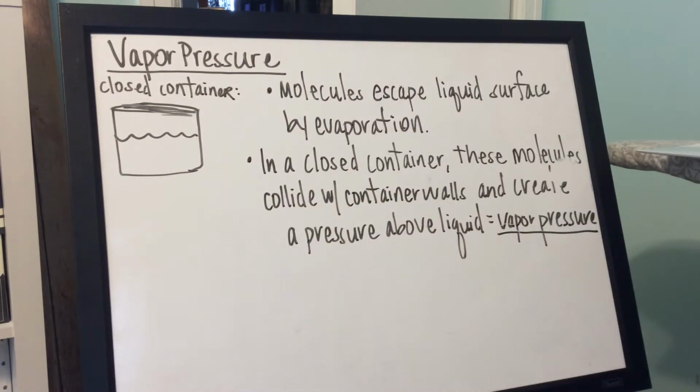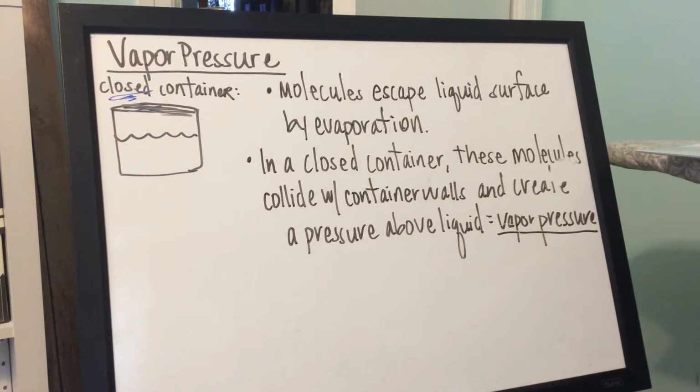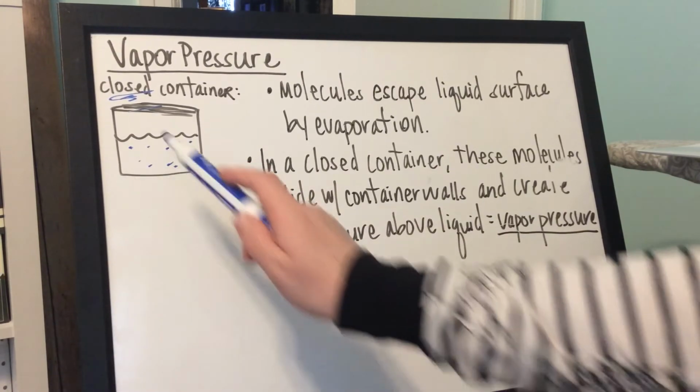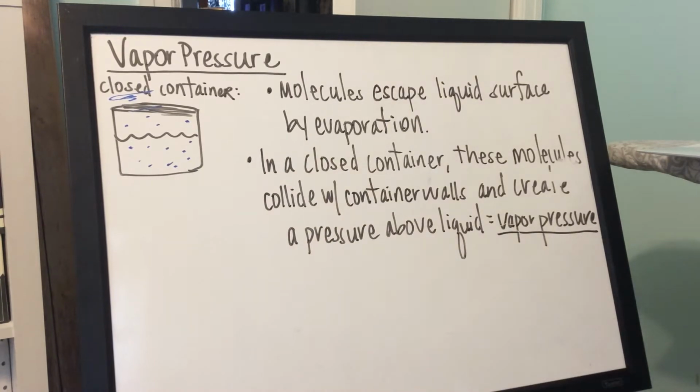So, okay, starting off by talking about vapor pressure, which happens in a closed container. So that's important. I drew a container and I tried to put a lid on it. The idea of vapor pressure happens in a closed container. And what happens is molecules eventually gain enough kinetic energy to escape the liquid surface by the process of evaporation. So here's your liquid, and some of those molecules are able to separate from each other, which is a discussion of breaking the intermolecular forces, and are able to evaporate.